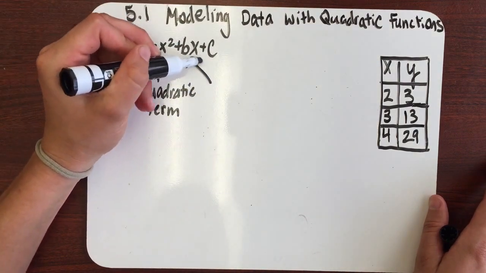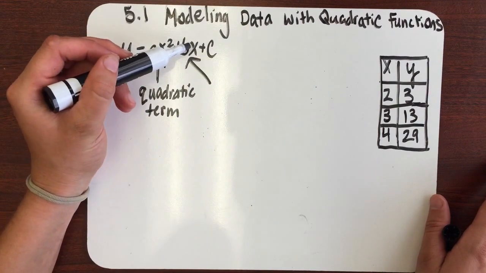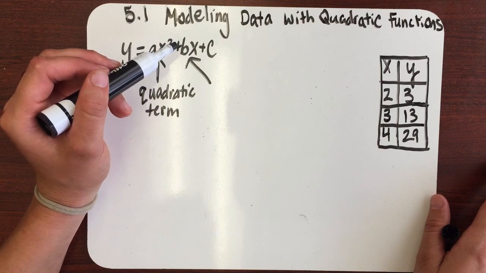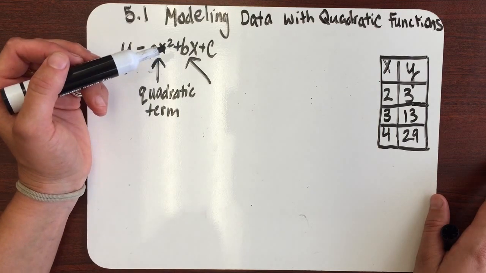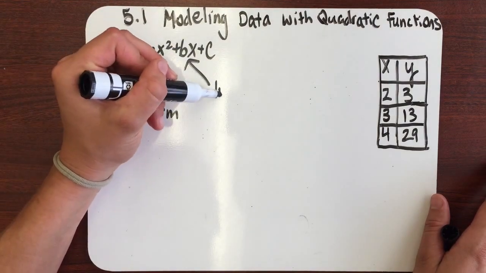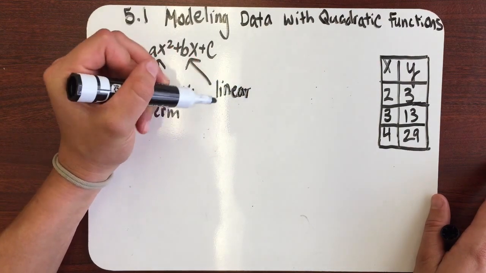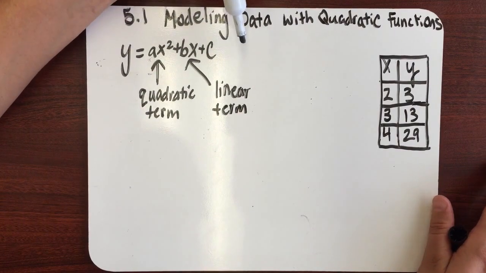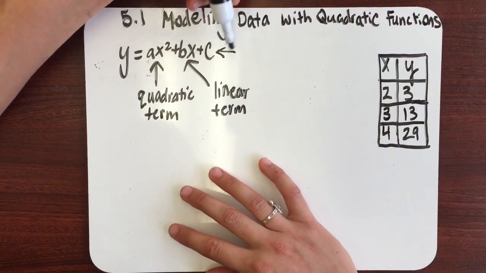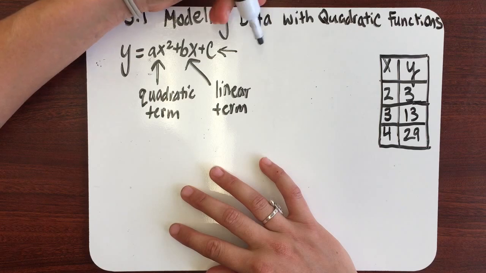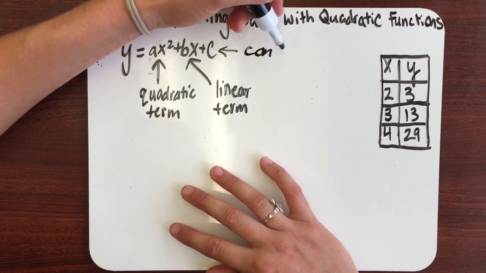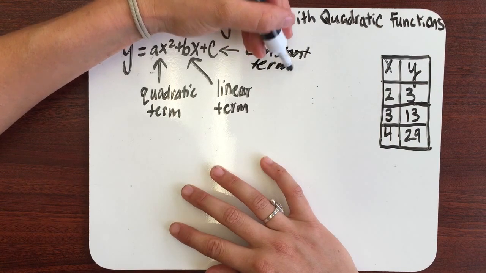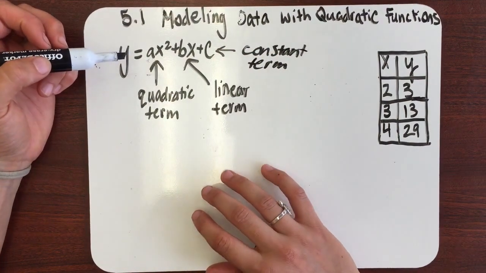Your bx is going to be the linear term because it's just x to the first. And if you're going to graph something that has the highest degree of x, then it will be a line. So this will be a linear term. And then c, since that's just going to be a number and we're not multiplying it by x, it's going to be your constant term. So those are all of the terms of a quadratic function.